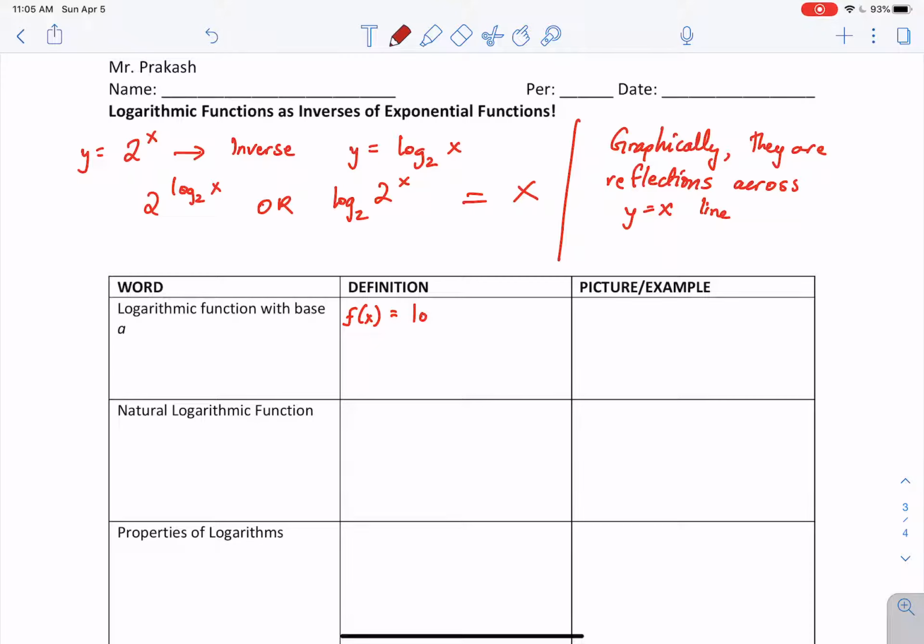So we have a function log base a of x, where a is greater than 0 and not 1, and x is also greater than 0. And this is true if and only if x is a to the y. That's the definition of the log function. This is basically coming out of that inverse property.